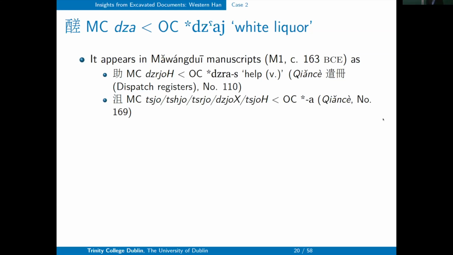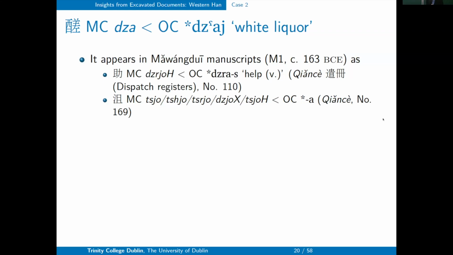The second case is about the word tuo, which means white liquor, and both its phonetic and its Middle Chinese pronunciation, za, suggest the Old Chinese I reconstruction. However, this word appears in the Mawangdui manuscripts as zhu and zhu, both of which have the phonetic qie, which belongs to the Old Chinese Aram group.